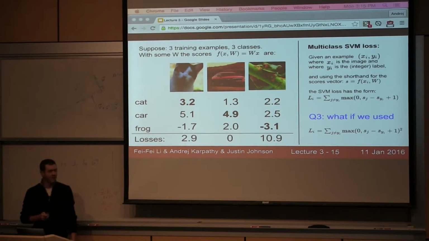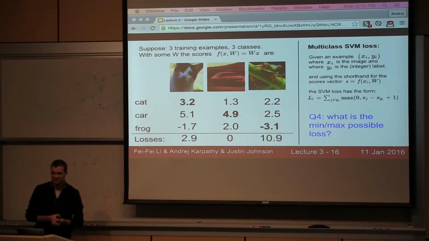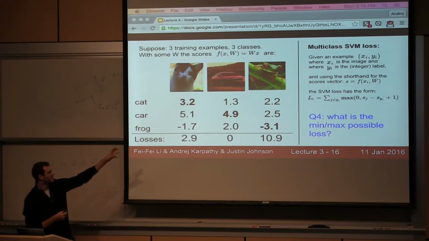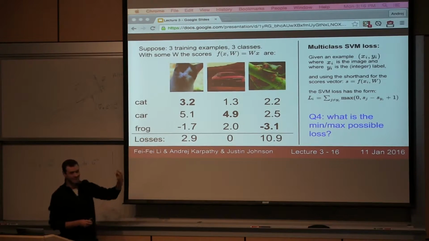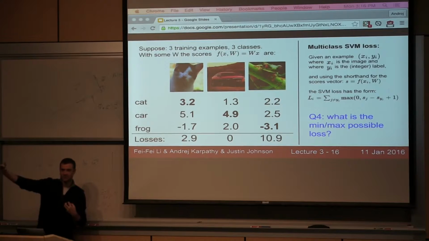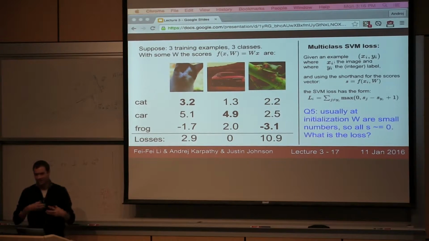Let's also think about the scale of this loss. What is the min and the max possible loss that you can achieve with the multi-class SVM on your entire data set? What is the smallest value? 0, good. What is the highest value? Yeah, it's infinite, right. So basically, these scores could be arbitrarily terrible. If your assigned score to the correct example is very, very small, then you're going to get your loss going to infinity.